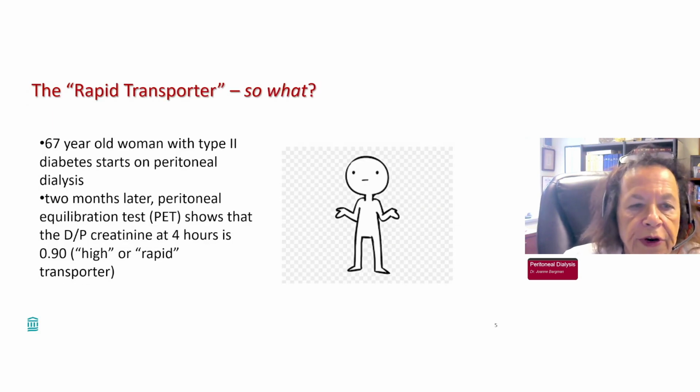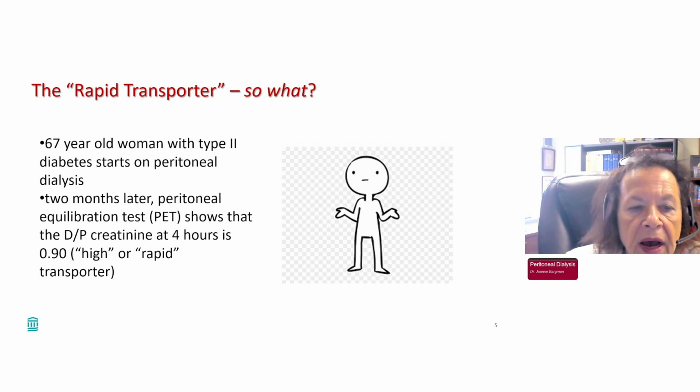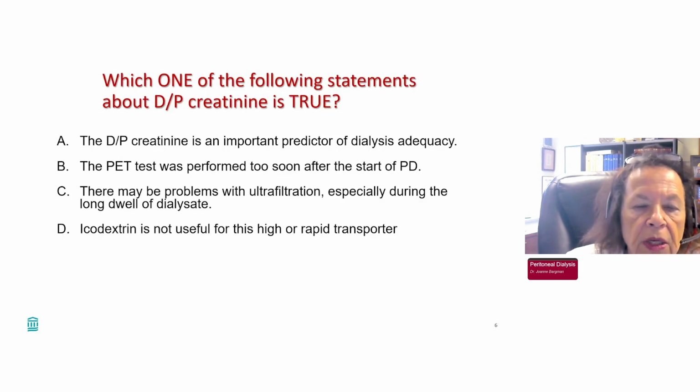So here's a question for you. This is a woman with type 2 diabetes who starts on PD, and a couple of months later, she undergoes a peritoneal equilibration test, or the so-called PET, and it shows that her D over P creatinine at 4 hours is 0.9, which classifies her as a high or a rapid transporter. And the D over P of 0.9 means that after a 4-hour dwell, the dialysate creatinine concentration is about 90% of what it is in the plasma. So, which of the following statements is true? And you really don't have to answer it right now, but just think about it.